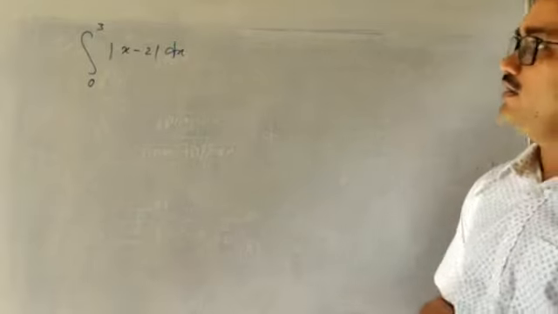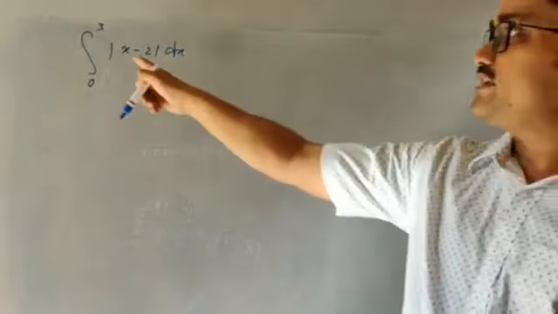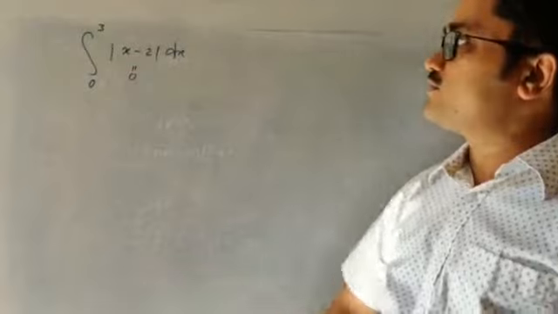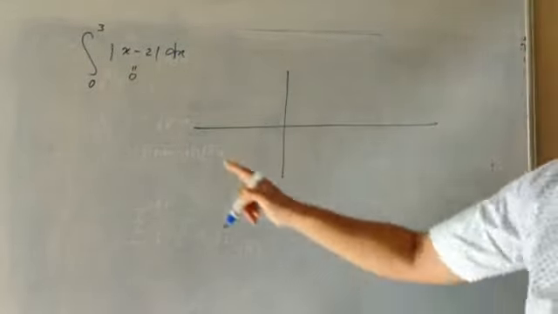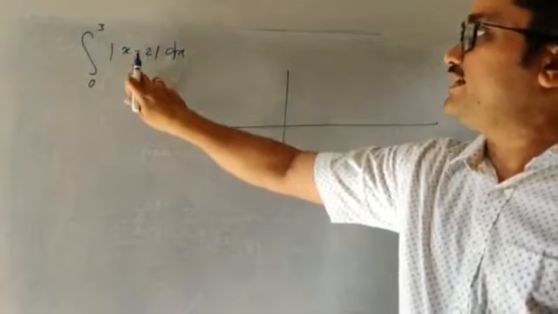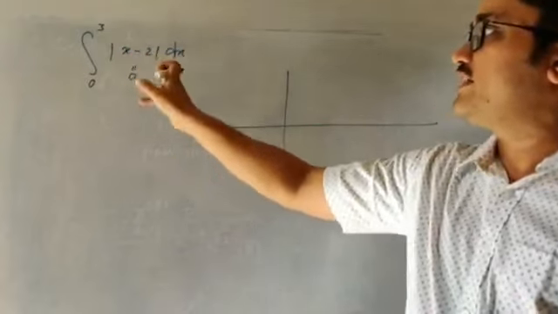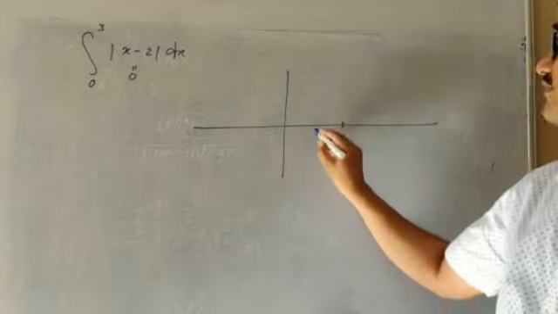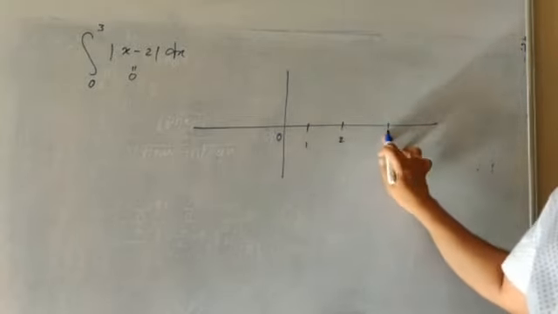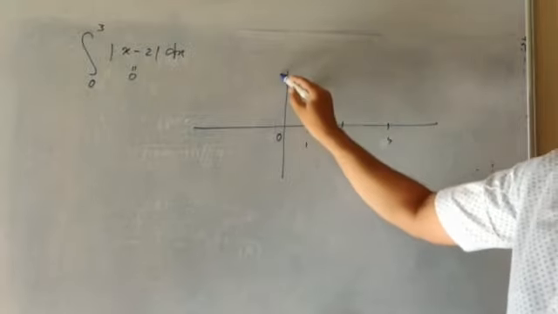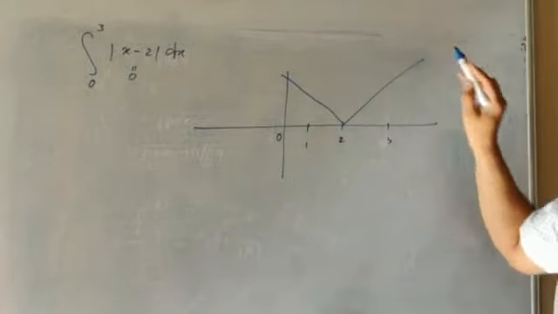Fine. If you can recall, we know what is the graph of mod x minus 2. What we do is we equate this equal to 0. So you get x is equal to 2. So we know the graph of mod x minus 2. Right? At x is equal to 2, when you equate this equal to 0, you get x is equal to 2. So there will be 2 here somewhere. There is 1. There is 0 here. There is 2, 3 here. So it's a graph which is like this.